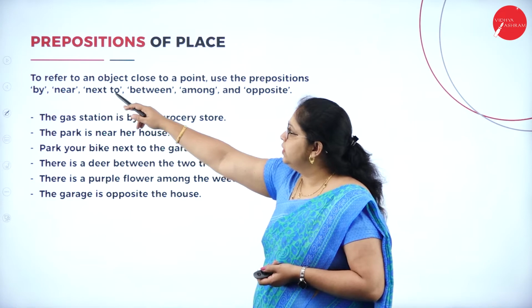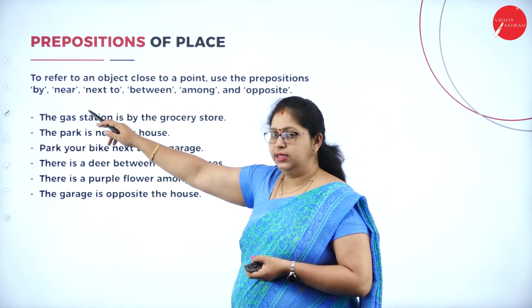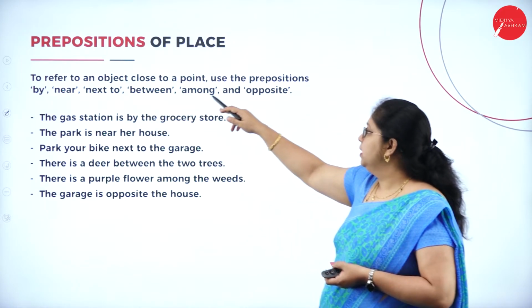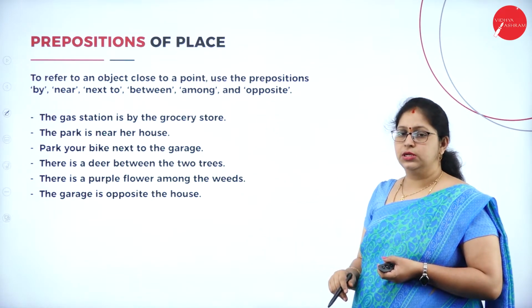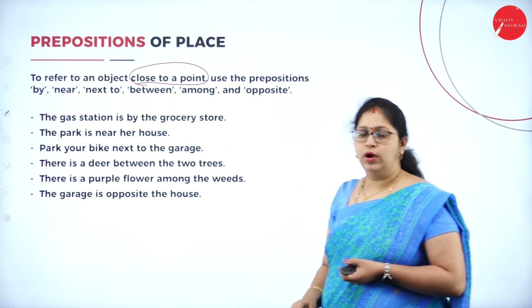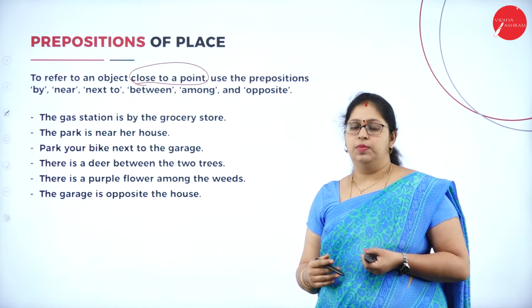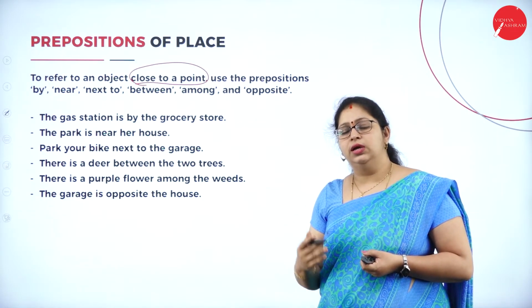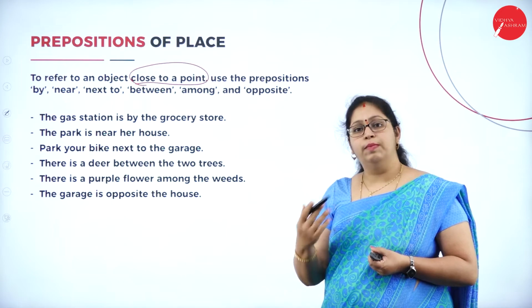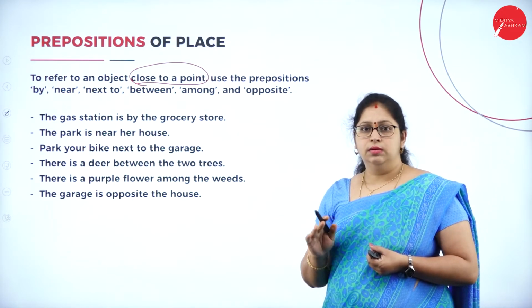Next, to refer to an object close to a point, use the prepositions by, near, next to, between, among and opposite. So, when we are using these, when we are very close to the point, we say my house is near the bus stop. My college is near the railway station, correct? So, by the railway station, we pass while going to the bus stop.